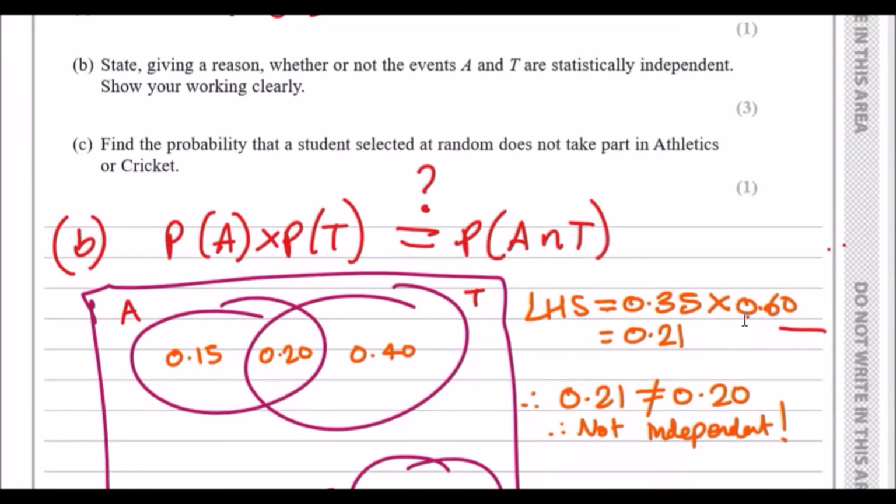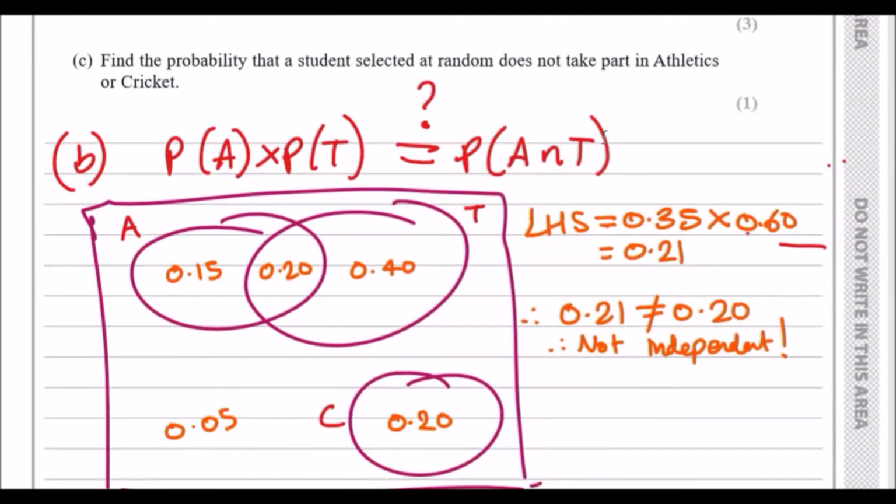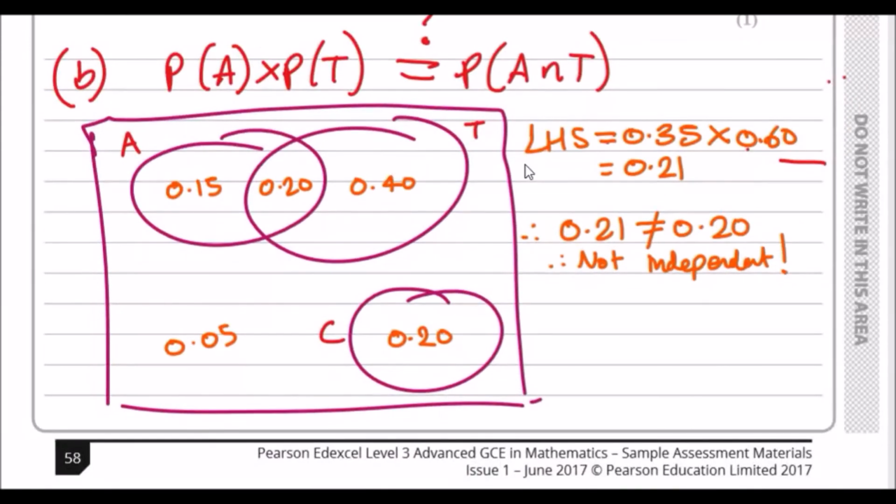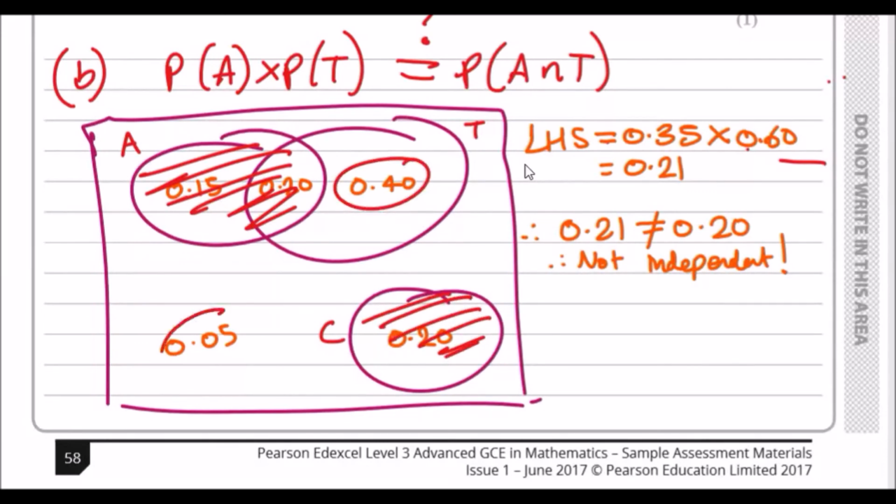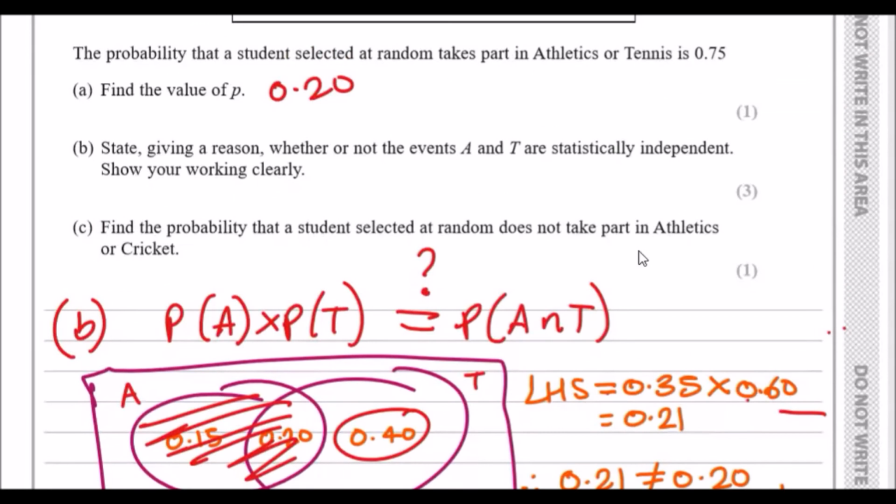3 marks for that. And lastly guys, I know I'm doing this super fast. For part C, we need to find the probability that a student selected at random does not take part in athletics or cricket. So we're looking at someone that isn't part of the A circle, nor part of C, meaning you're left with 40 and 5, meaning the answer is 45.